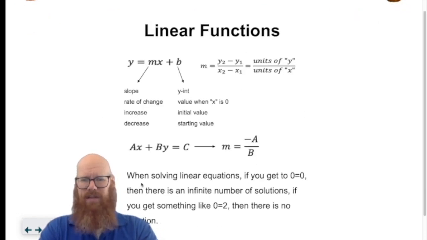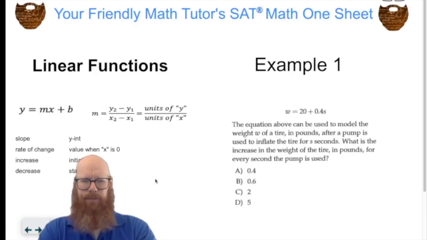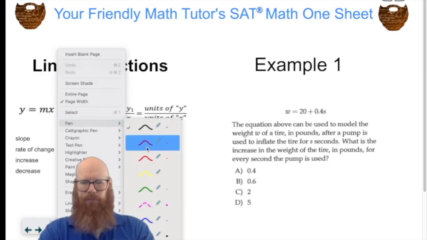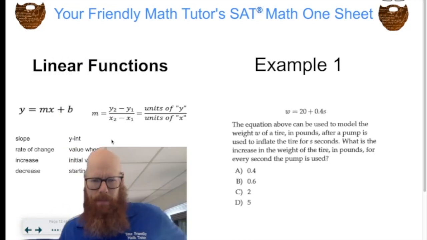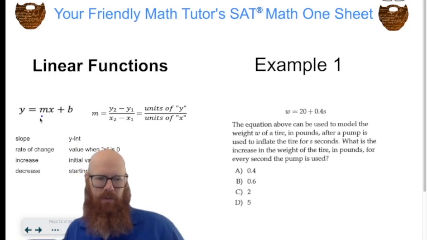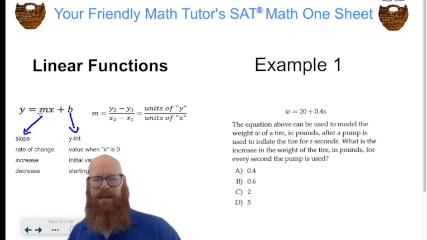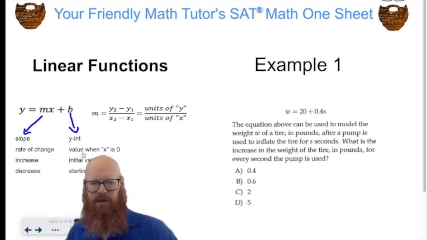So this is everything that's in linear functions, and let's start with y equals mx plus b. We're going to do two examples for this one. Different things that could represent m are slope, rate of change, increase, or decrease. And different words we would look for with b are the y-intercept, the value of y when x is 0, the initial value, or possibly starting value.